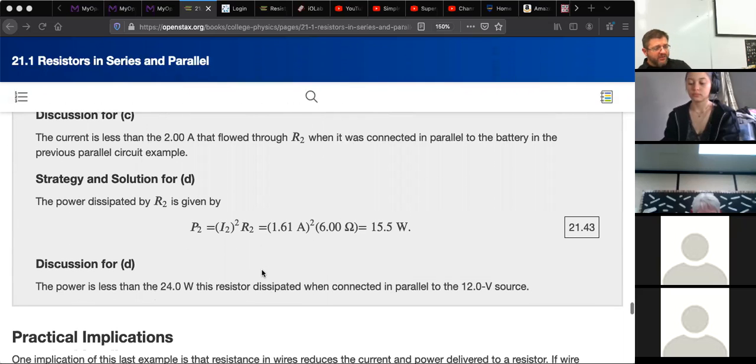And then they ask for the power going through resistor 2. We know the current and the resistance for resistor 2. So we multiply the current squared times the resistance, P equals I squared R. And we get 15.5 watts of power dissipated in resistor 2.